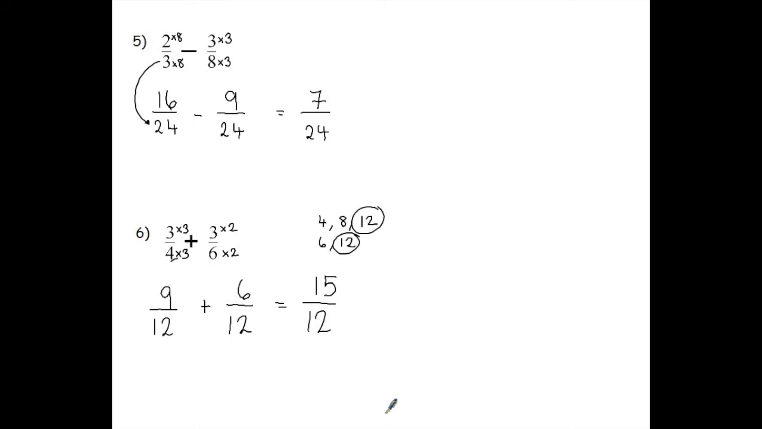Looking at our final answer then, 15 over 12, can it be simplified? This fraction can be simplified. 3 will fit into both of these numbers. So if we divide both values, the numerator and the denominator, by 3, 3 goes into 15 5 times, and 3 goes into 12 4 times.